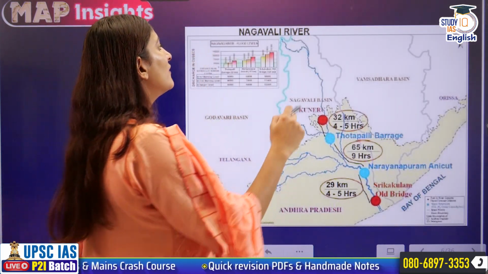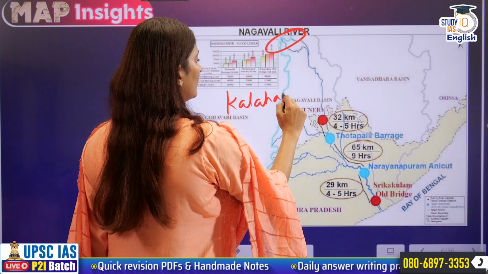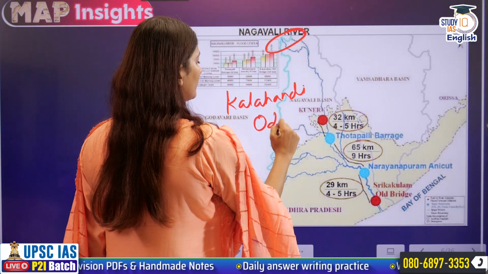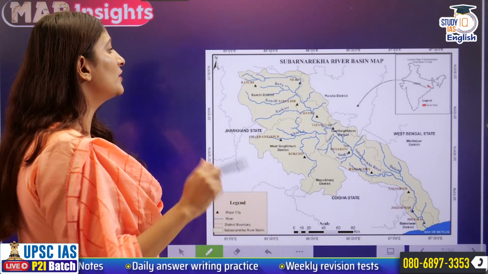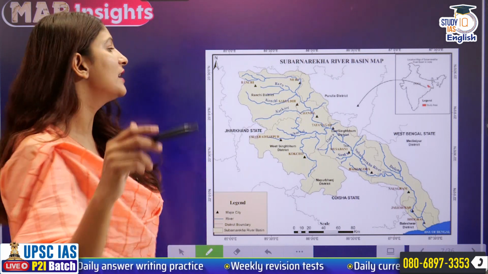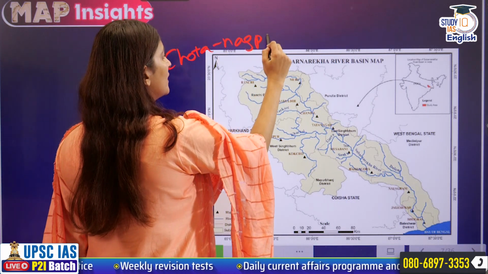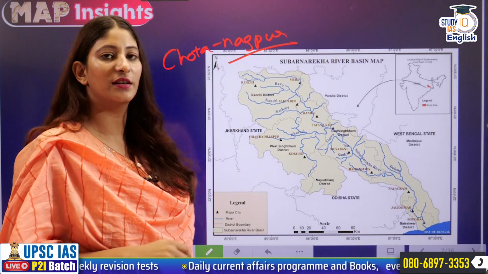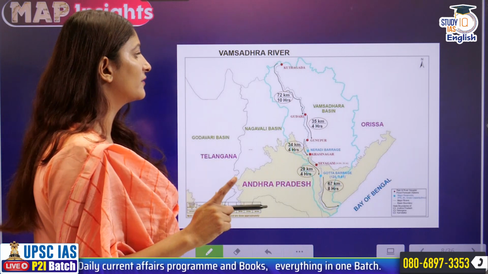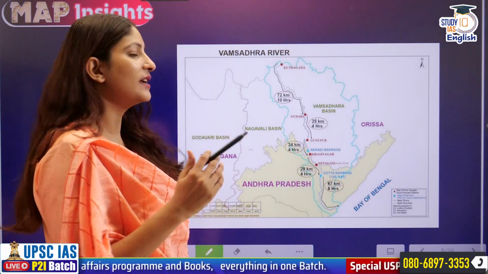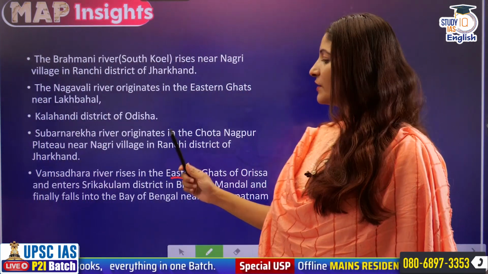Then we talk about the Nagavali River. Nagavali River emerges from the Kalahandi district of Odisha, and it is emergent from the Eastern Ghats. Then we talk about the Subarnarekha River. Subarnarekha River rises from the Chota Nagpur Plateau. Chota Nagpur. So Subarnarekha is not emergent from the Eastern Ghats. Then we talk about the Vamsadhara River. The Vamsadhara River correctly rises from the Eastern Ghats, and specifically if we have to talk about the Vamsadhara River, it rises from the Eastern Ghats of Odisha.